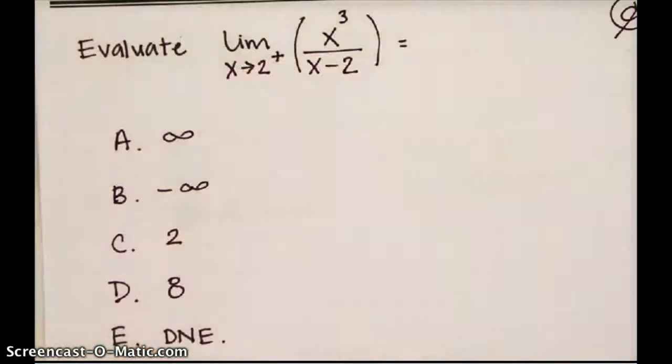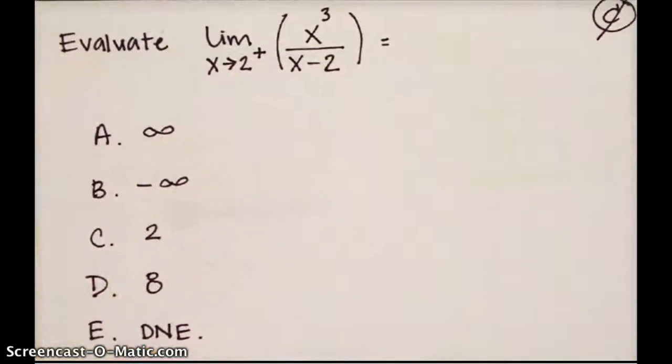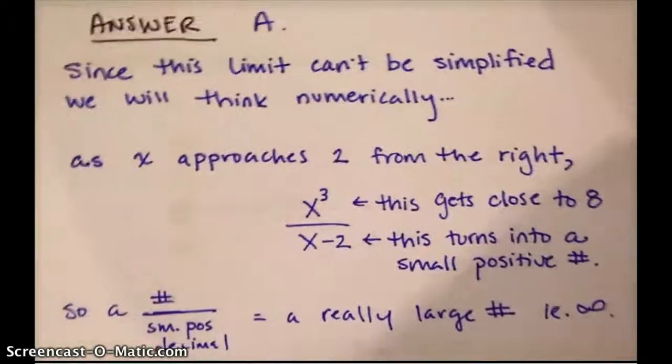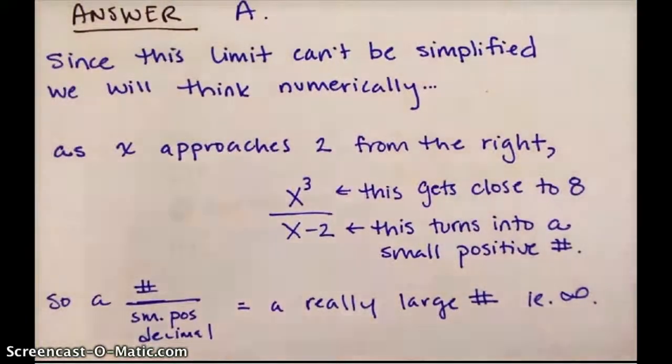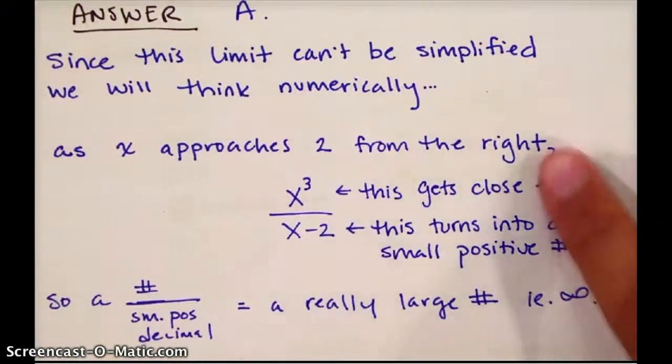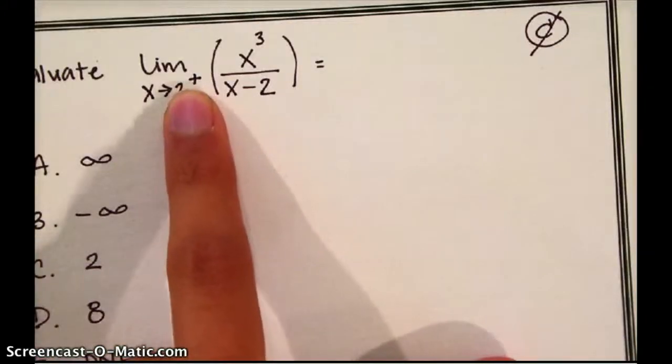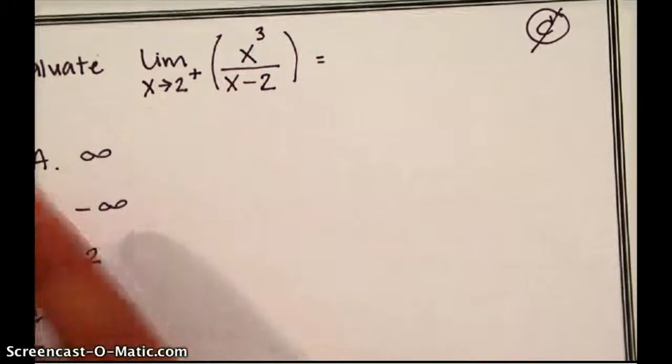Try this one. Remember, you can't use a calculator here. Okay, so in this one, the answer is going to be A, and I explained it this way. We're approaching from the right, and if you missed that detail, then you probably got it all wrong. That little plus means we're only thinking about the right-hand side. We're no longer thinking about overall.